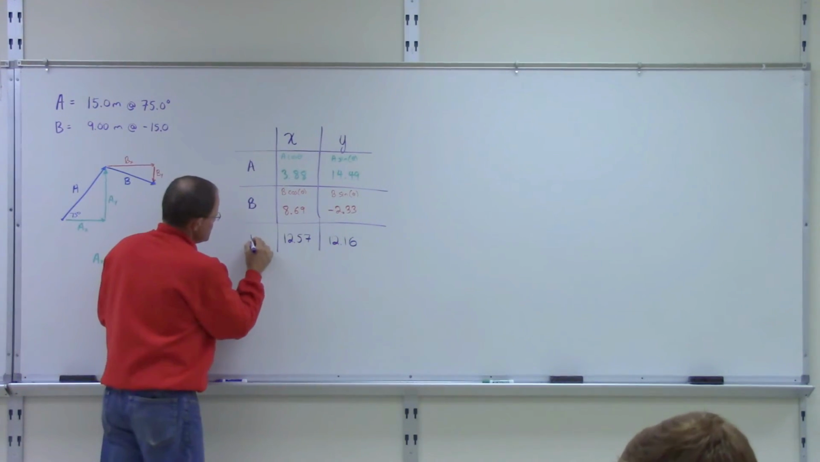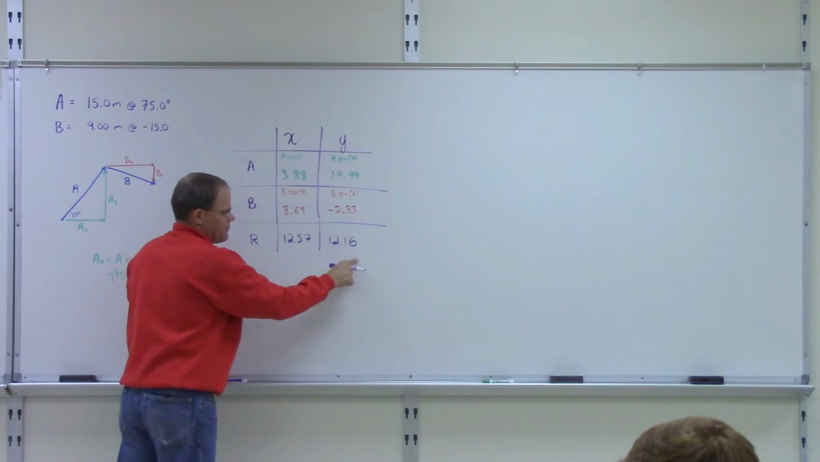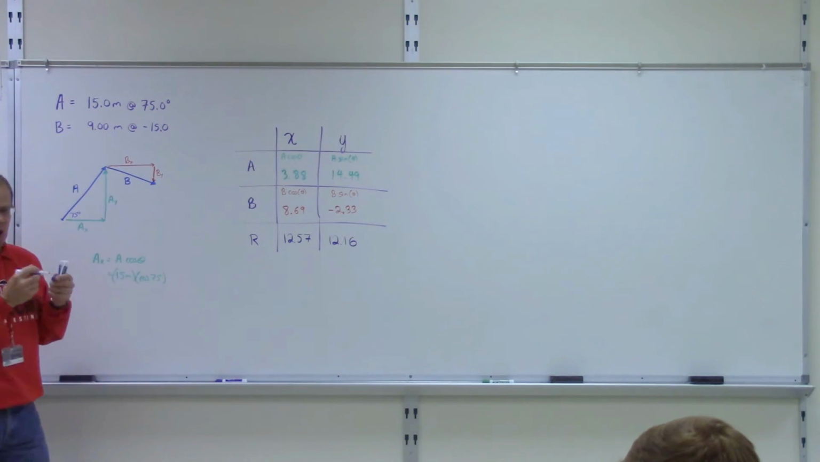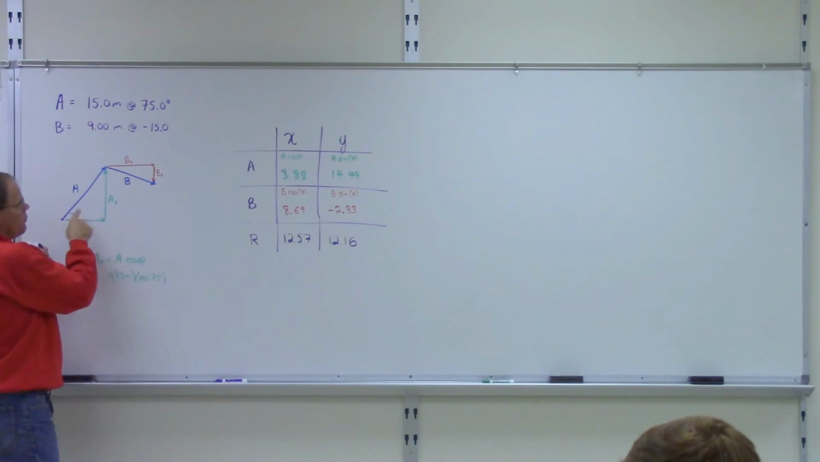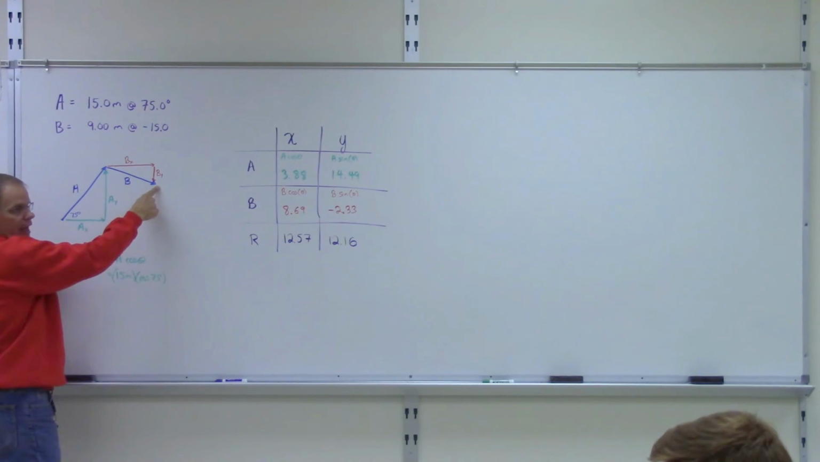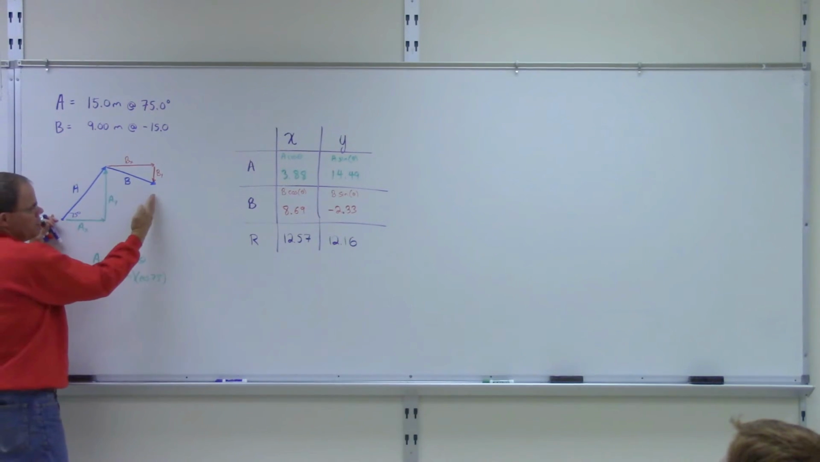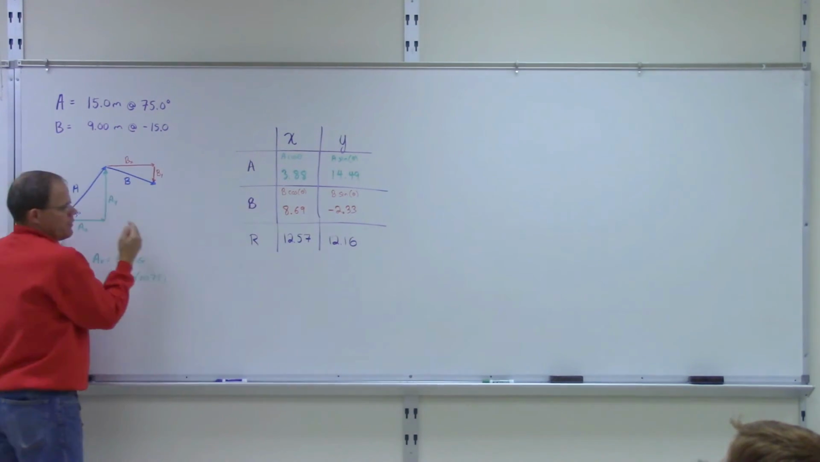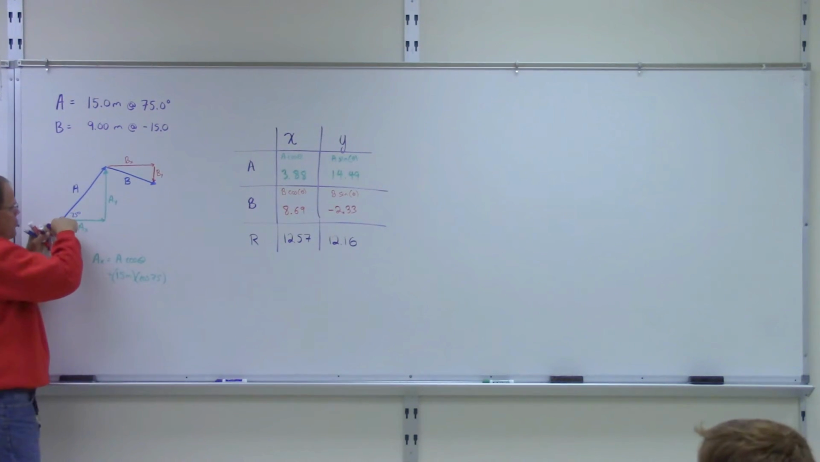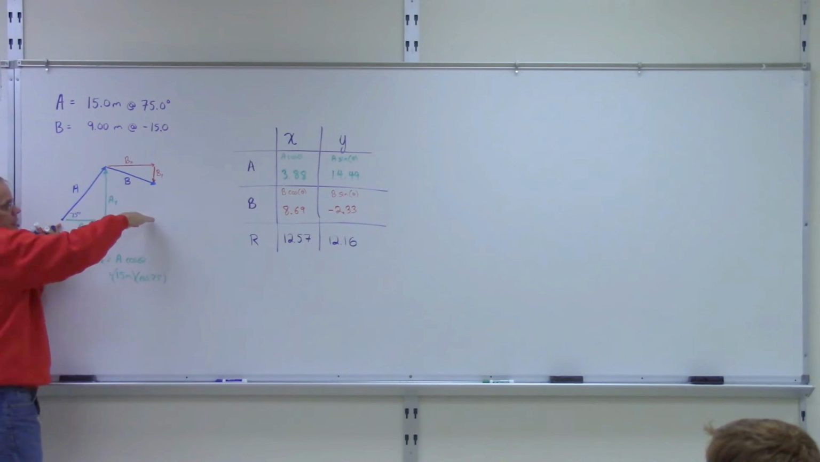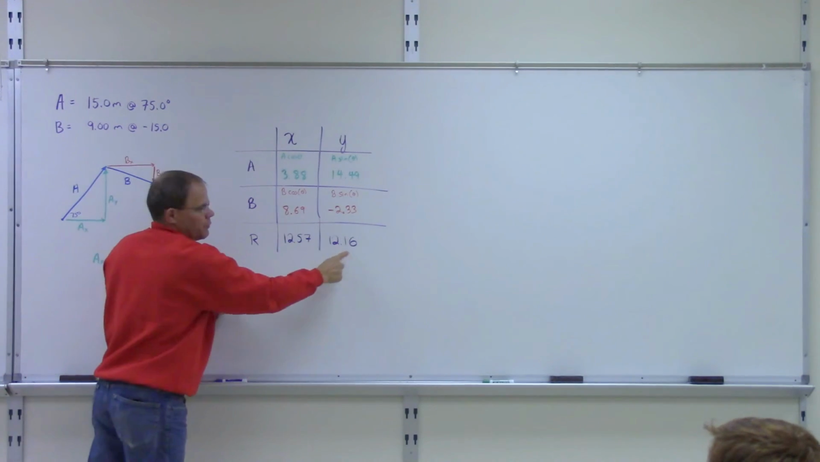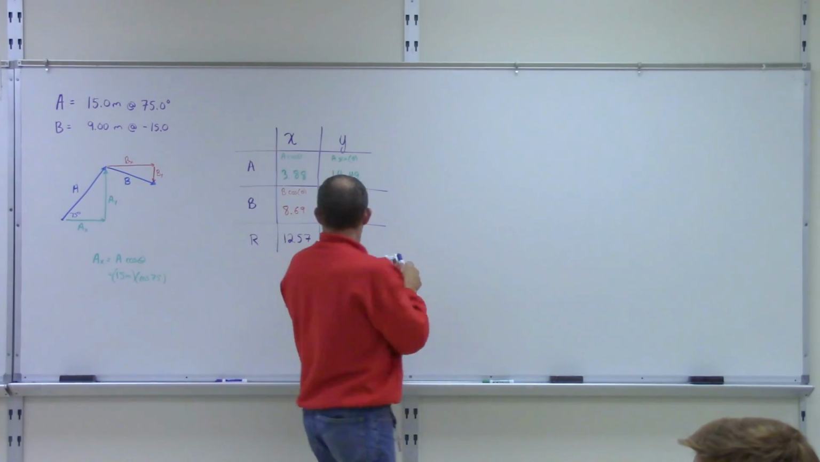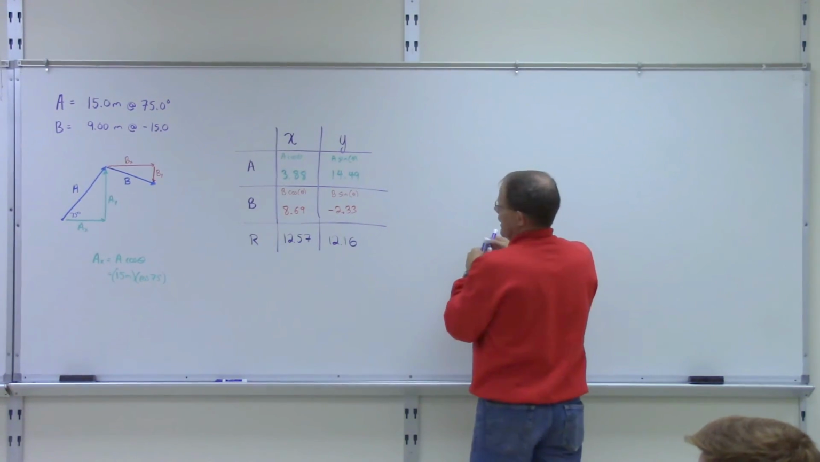So this right here is what we're after. These are the components of the result. You started here, you ended up here. How far did you go over? You went over 12.57 meters. How far did you go up from here to here? You went up 12.16. So what you end up with is a resulting vector.